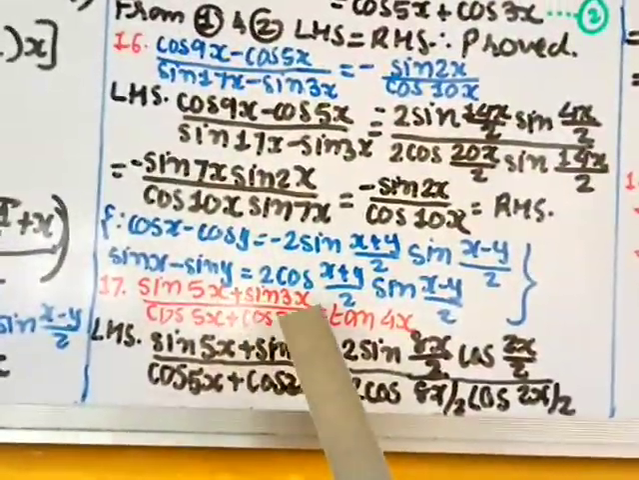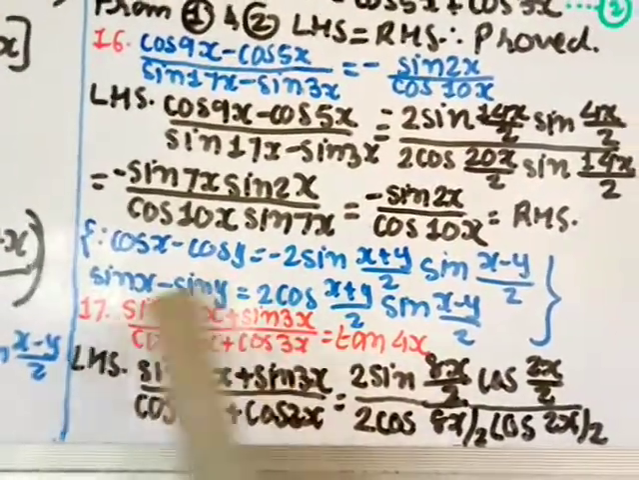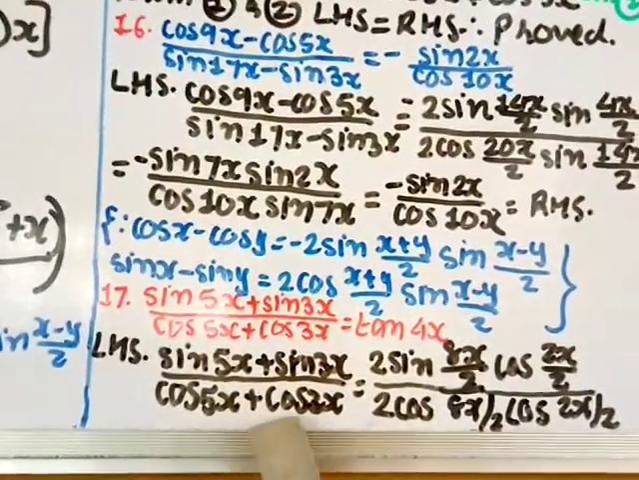Question number 17. (Sin 5x plus sin 3x) divided by (cos 5x plus cos 3x) equal to tan 4x. Take left hand side: (sin 5x plus sin 3x) divided by (cos 5x plus cos 3x).